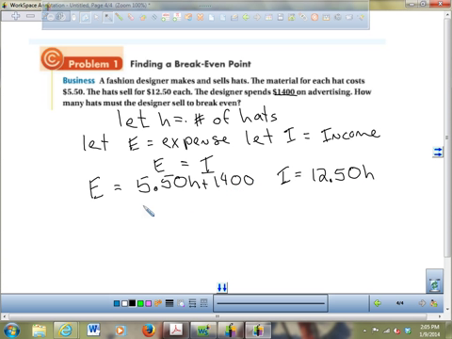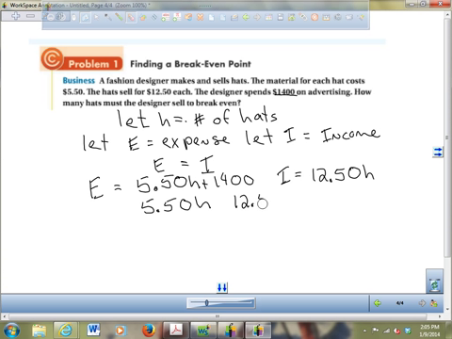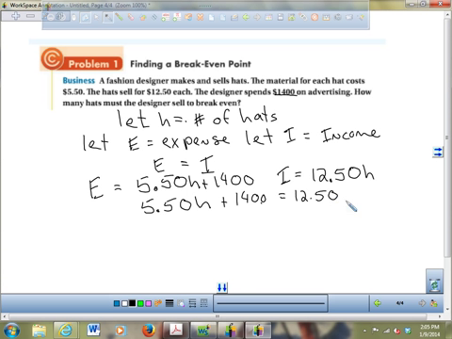So now I'm going to make those two things equal each other. So now I'm in the solving part, right? Equals, so I set up my equations. That's a pretty hard equation. Whoops, I forgot my 1,400. Plus, I'm really using substitution here. I'm substituting income in for expense. 1,400 equals 1,250 H. And then I just solve that. How do I solve that?